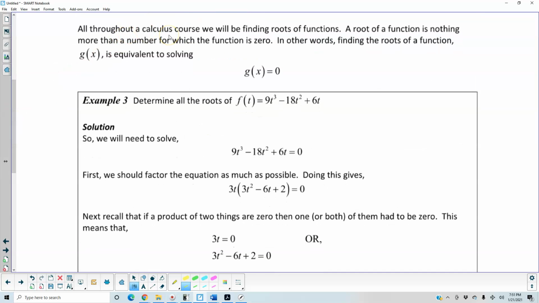All throughout the calculus course, we will be finding roots of a function. A root of a function is nothing more than a number for which the function is 0. In other words, finding the roots of a function g of x is equivalent to solving g of x equals 0. So for example 3, we're going to determine all the roots of f of t, which is equal to 9t cubed minus 18t squared plus 6t.